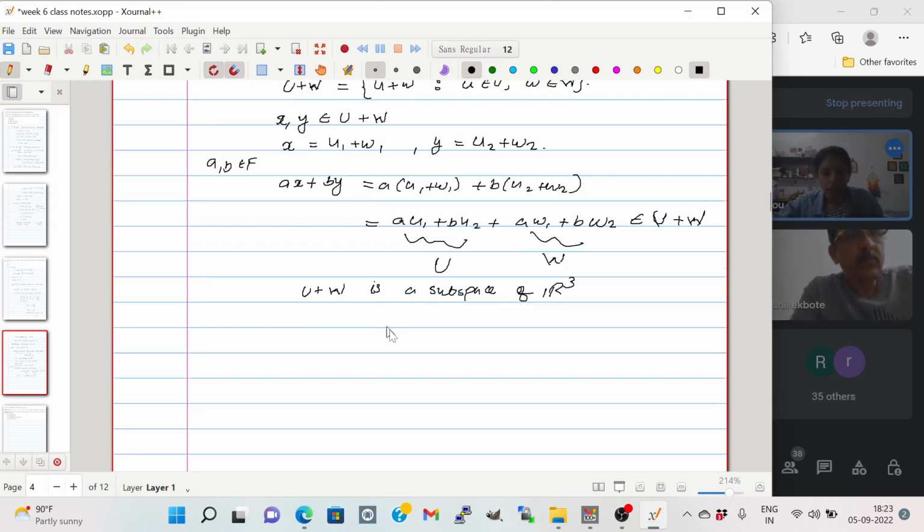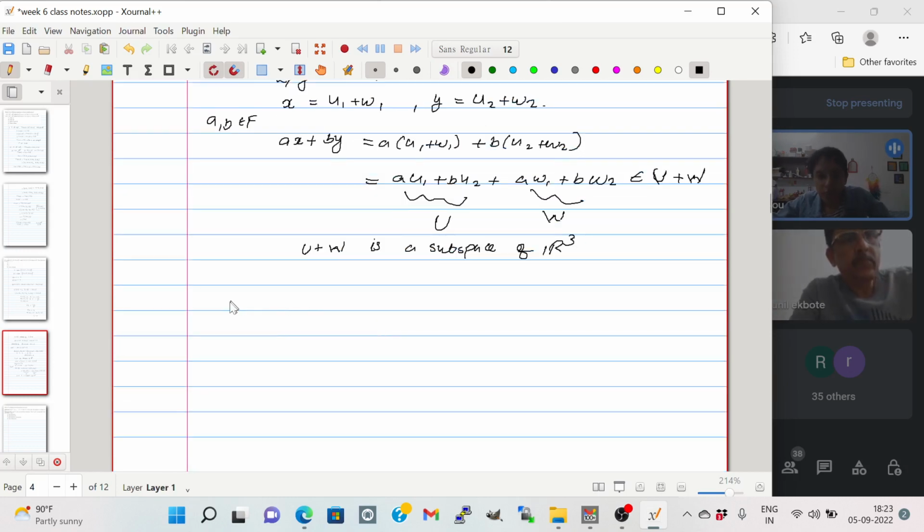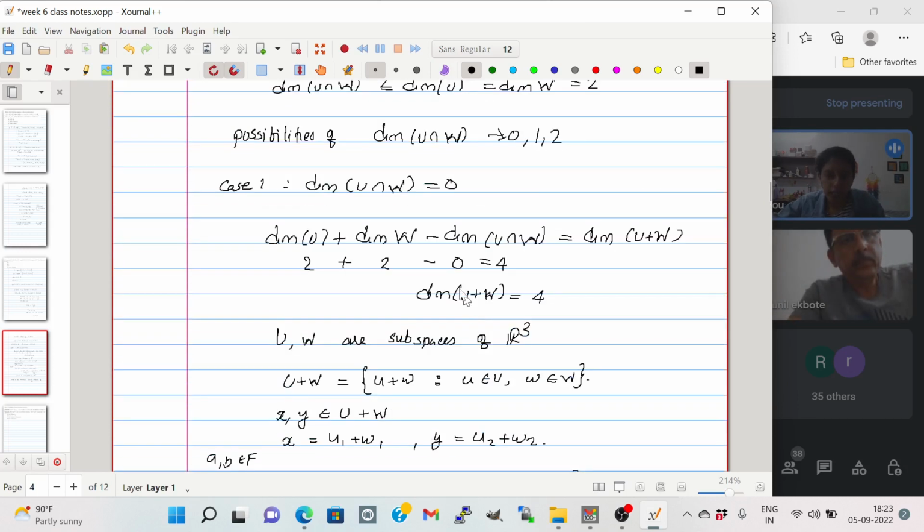So what is the maximum possible dimension of U plus W? Yeah, 3. Maximum possible dimension of U plus W is 3. So now what do you think here from this?